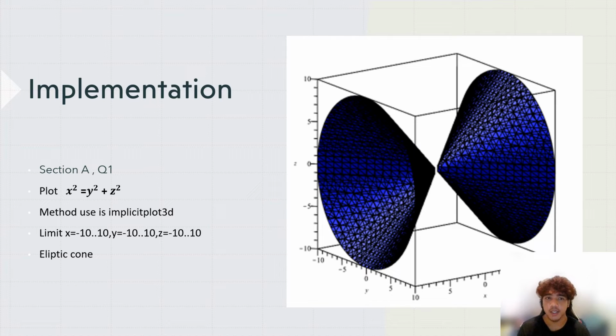For the first question in section A, question J is plot x squared equal to y squared plus z squared. The method that I use in the Maple command is implicitplot3d. First of all, I set the limit of x equal to negative 10 until 10, and for y also negative 10 until 10, and for z also negative 10 until 10. After the coding process is settled, this is the final product. So we get the elliptic cone.